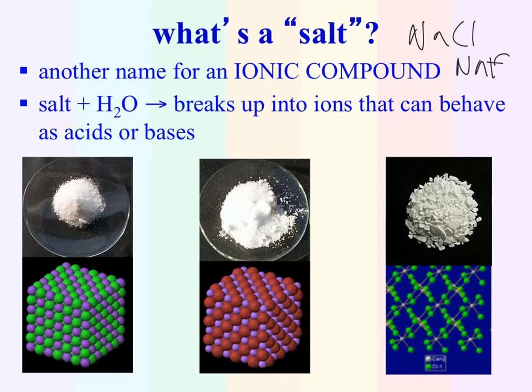Now, if I take a salt and put it into water, it's going to break up into various ions. So NaCl, when it's dissolved in water, breaks up into Na+ ions and Cl- ions. Now, we know that these ions have the potential of behaving as acids and bases. Right now, we're going to look at how to identify which ones will behave as acids and bases and which ones will leave the solution at a neutral pH.